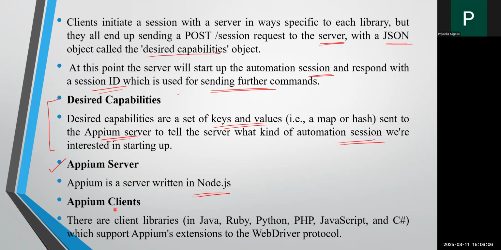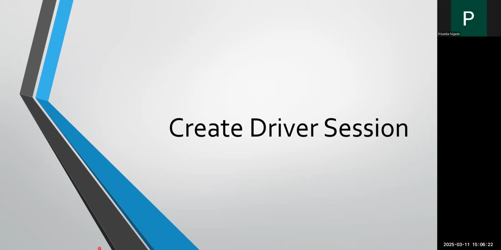An Appium client means currently the language which you are using, which is Java. So absolutely, it is a Java client library. Through this client-server communication, you are able to pass your request to the device and you are able to automate your application. Now let's understand how to set up our Maven project for Appium, and how to create the first driver session for Appium using desired capabilities.